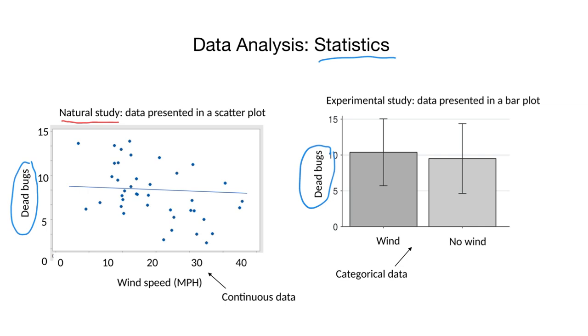What is fundamentally different is what we find on the x-axis. In this case, we have dozens of data points. We charted out the wind speed at each site and the number of dead bugs that we found. And that creates a pattern in the data. That's what we call the scatter plot, because the data scatters on the x and the y axis.